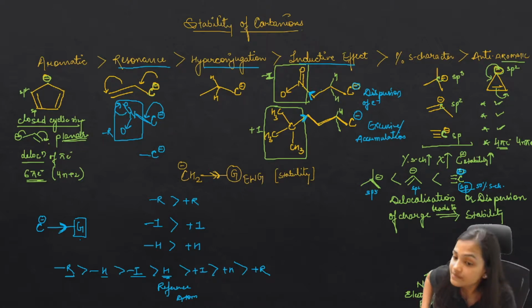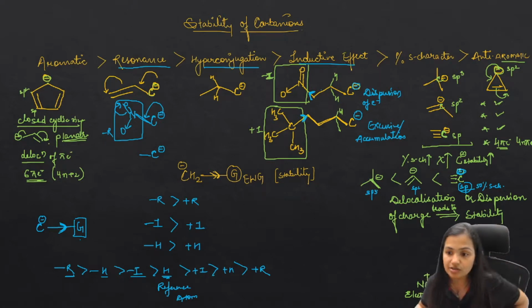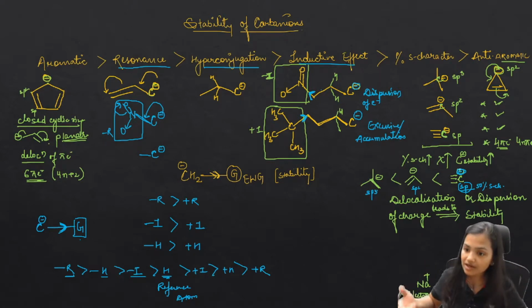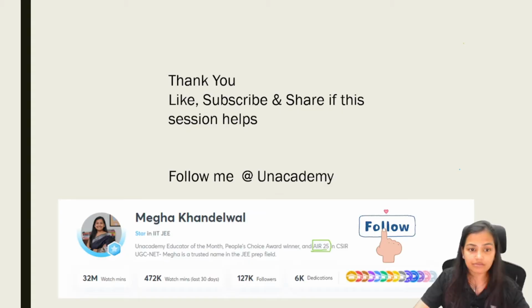Because it depends upon the nature of the atom. So this carbon has more electronegative character, and as per the electronegative character, the negative charge becomes more stable. Okay, so if you have any doubt, you can let me know.